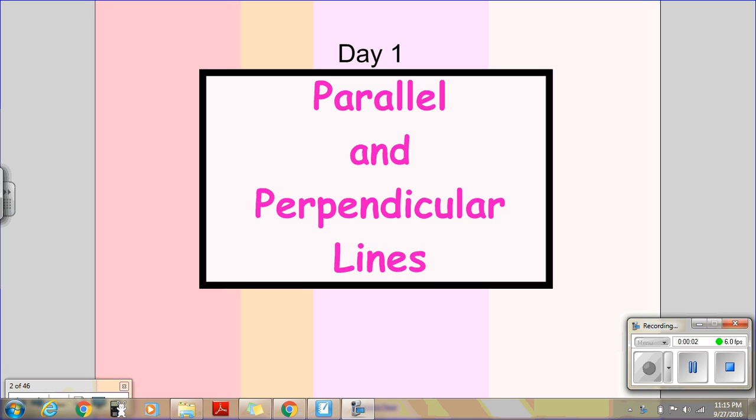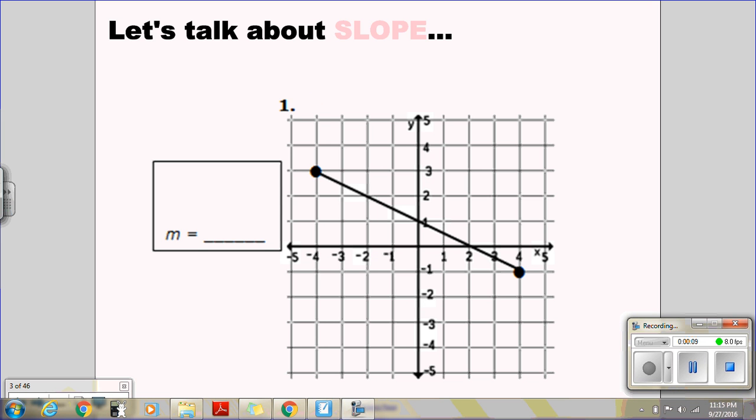Unit 3, Day 1 Notes. Today we're going to be talking about parallel and perpendicular lines. Before we begin, we need to make sure we remember slope. Slope, again, is your rise over your run.